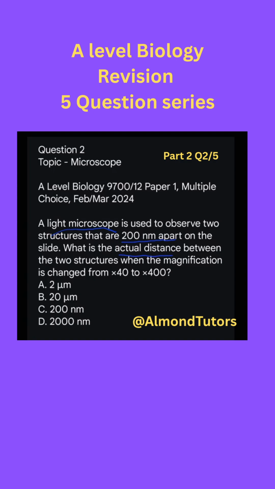Then they say, what is the actual distance? So here we are focusing on the actual distance. Anytime you're thinking microscopy, you have to think, am I looking at the image distance or actual distance? So the question is, what is the actual distance between the two structures? We already know that the distance is 200 nanometers, but it's 200 nanometers at what magnification? If you read on, the magnification is changed from times 40, so we are starting from times 40, and then it says to times 400.